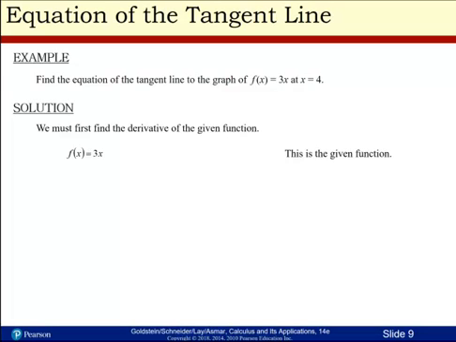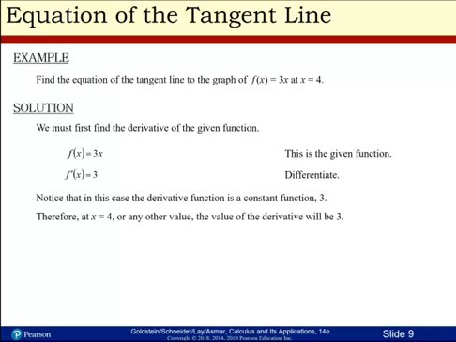First, we're going to find the derivative of the given function. We write down our function, f of x equals 3x. This is our given function. We find our derivative, f prime of x equals 3. We have differentiated. Notice that in this case, the derivative function is a constant function, 3. Therefore, at x equals 4 or any other value, the value of the derivative will be 3.